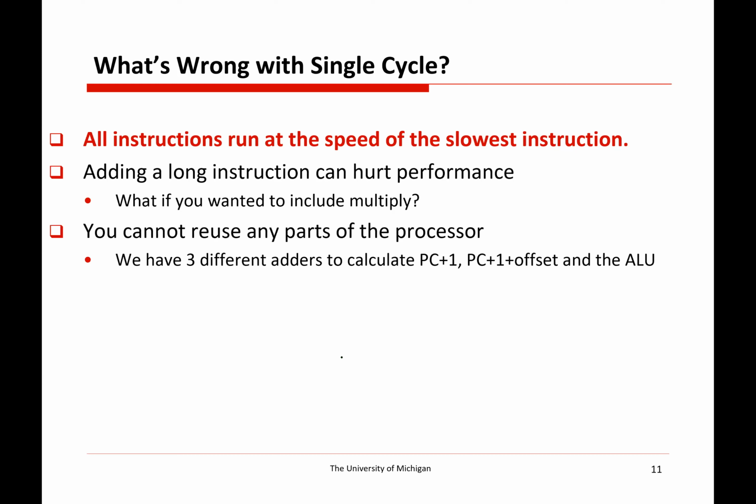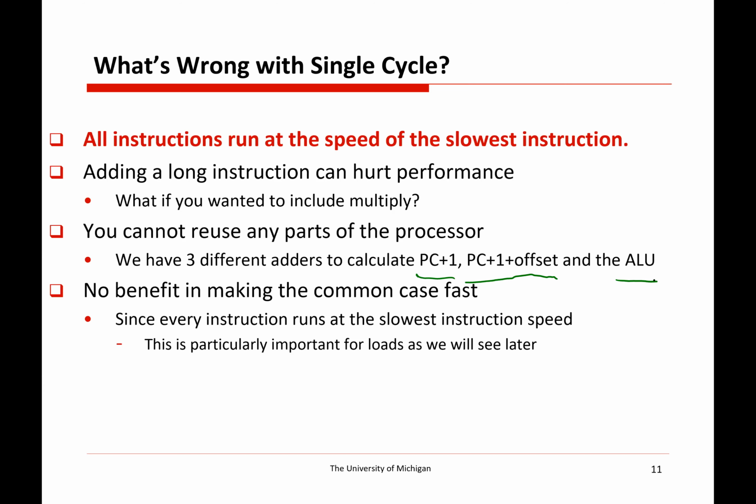There's also a few other issues. We have 3 different adders. Adders are kind of expensive. This was particularly critical in the olden days of computing when space was really a prime resource that we couldn't waste. So it doesn't seem ideal that we have 3 different adders, especially when we're using them at different times during the clock cycle. PC+1 we can increment right at the beginning. A little bit later we're incrementing PC+1 with the offset. A little bit later we're doing the ALU.